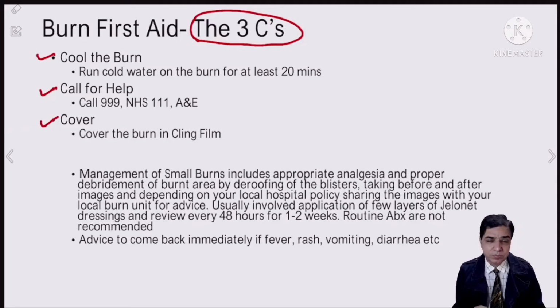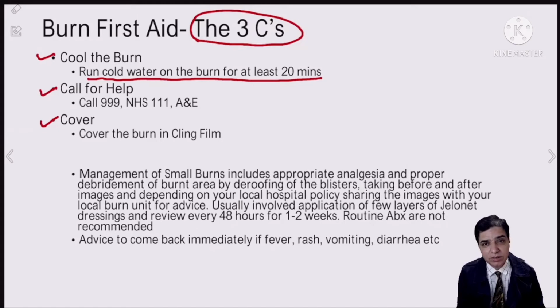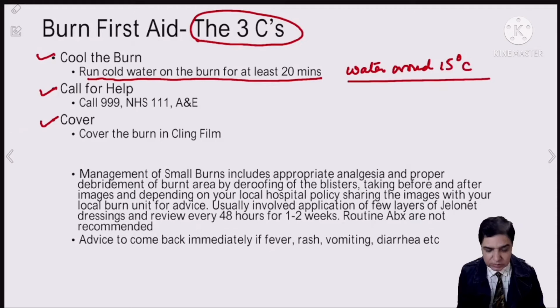So remember, whenever you see a burn, whether you see it out of the hospital or within the hospital, and if the burn has not been cooled by the parents or by the first aid providers, then it is very important that the burnt area should be run under cold water for at least 20 minutes. 20 minutes is the recommended minimum time period, and cold water means water which is around 15 degrees centigrade. It doesn't have to be ice cold. It means water around 15 degrees Celsius. So that has to be run on the burn for 20 minutes.